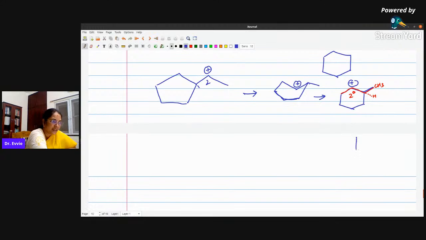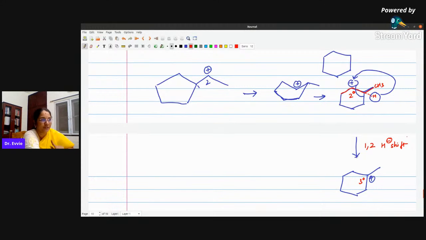So this will rearrange itself. That is, this hydrogen will move to this carbon, and this positive charge will move to this position. So we will get something like this, positive charge. Now we can see here, this is a tertiary carbocation. Okay, so what has happened here? There is a 1,2 hydrogen shift, H minus shift.